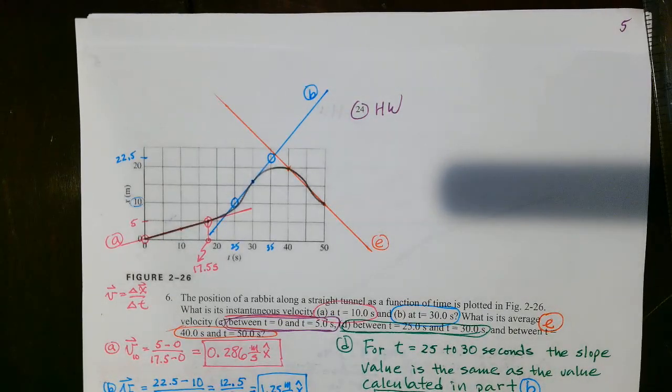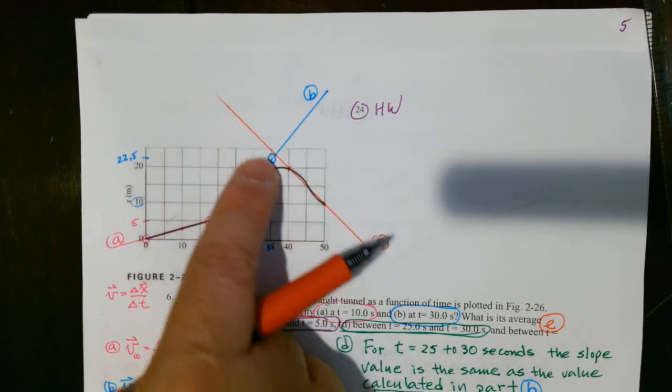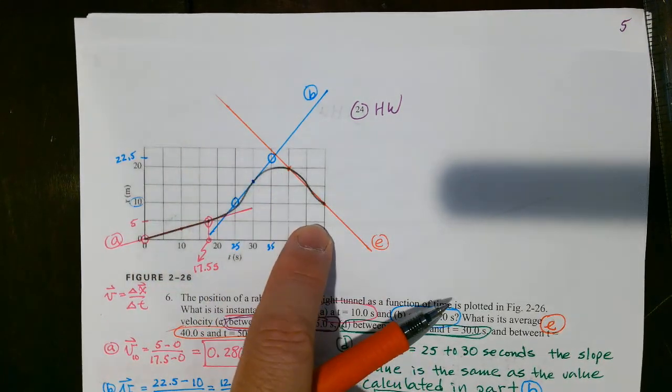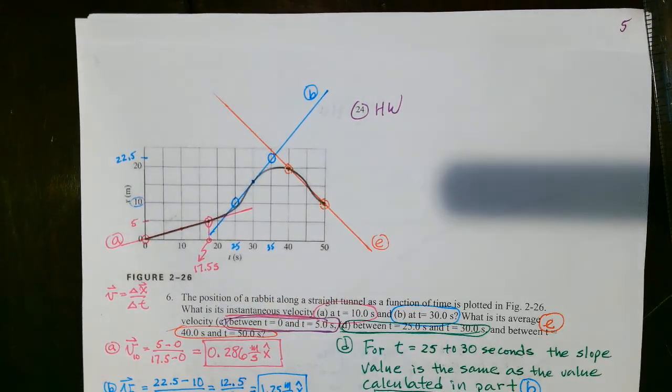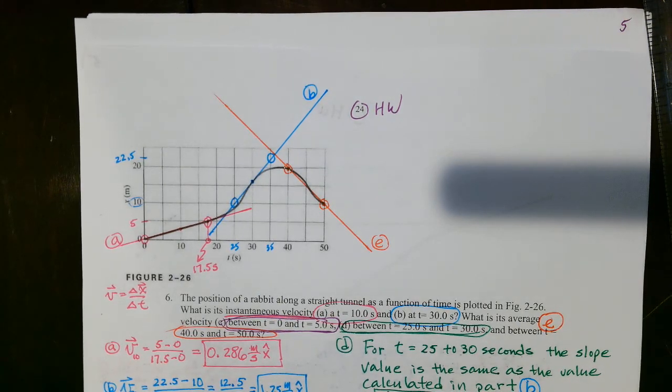So let's find the slope of this red line right here that goes from 40 to 50 seconds. I could probably use these two points. These look like pretty good points to use. So we can say the average velocity between 40 to 50 seconds is equal to x50 minus x40 over t50 minus t40, right?